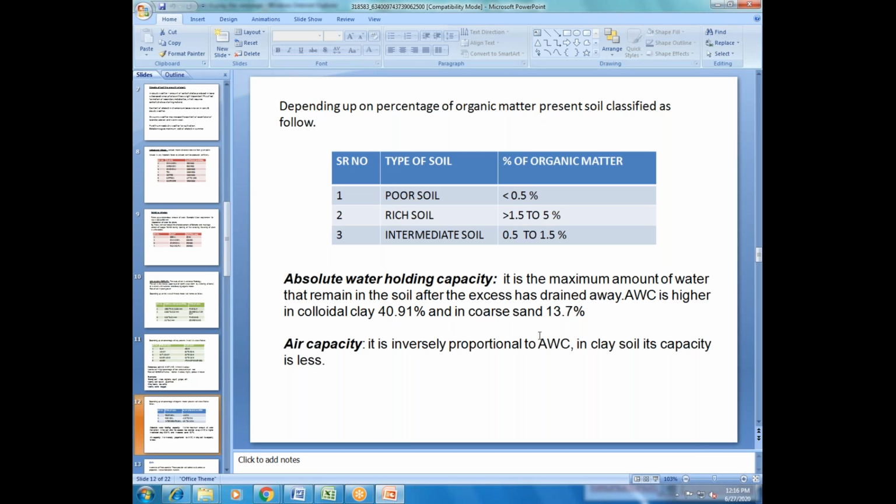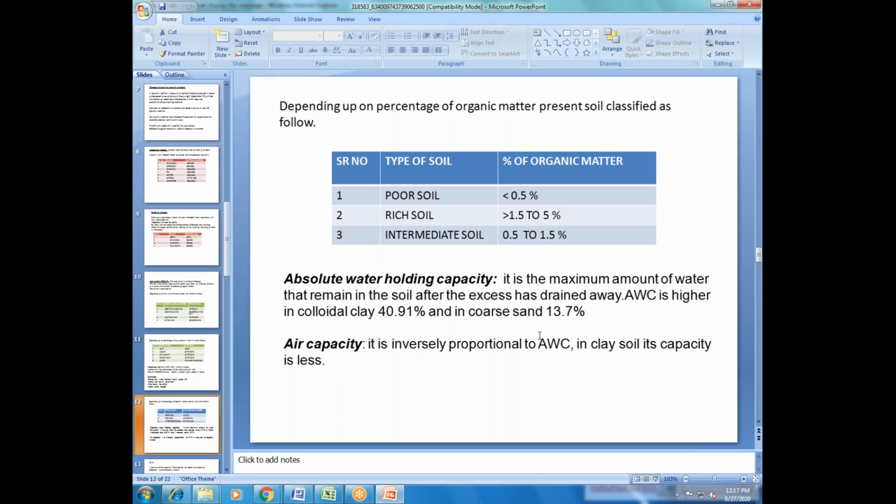So what is absolute water holding capacity? It is the maximum amount of water that remains in the soil after the excess has drained away. It means the capacity of the soil to hold water once the water has drained away. Absolute water capacity is higher in colloidal or clay soil, at around 40.91, meaning 41%, and in coarse sand it's only 13% or less, whereas in clay it is above 41%. So that is the holding capacity.